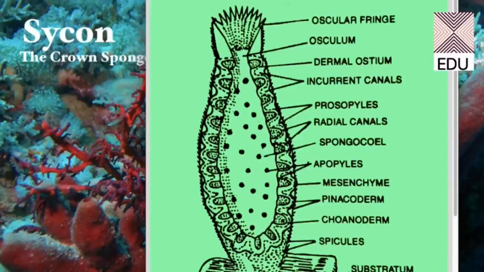Okay, then we have the spongocoel. This is the central cavity which is the hollow one. Then we know about the osculum, and then we know about the oscular fringe which is formed of the long spicules, the crown.